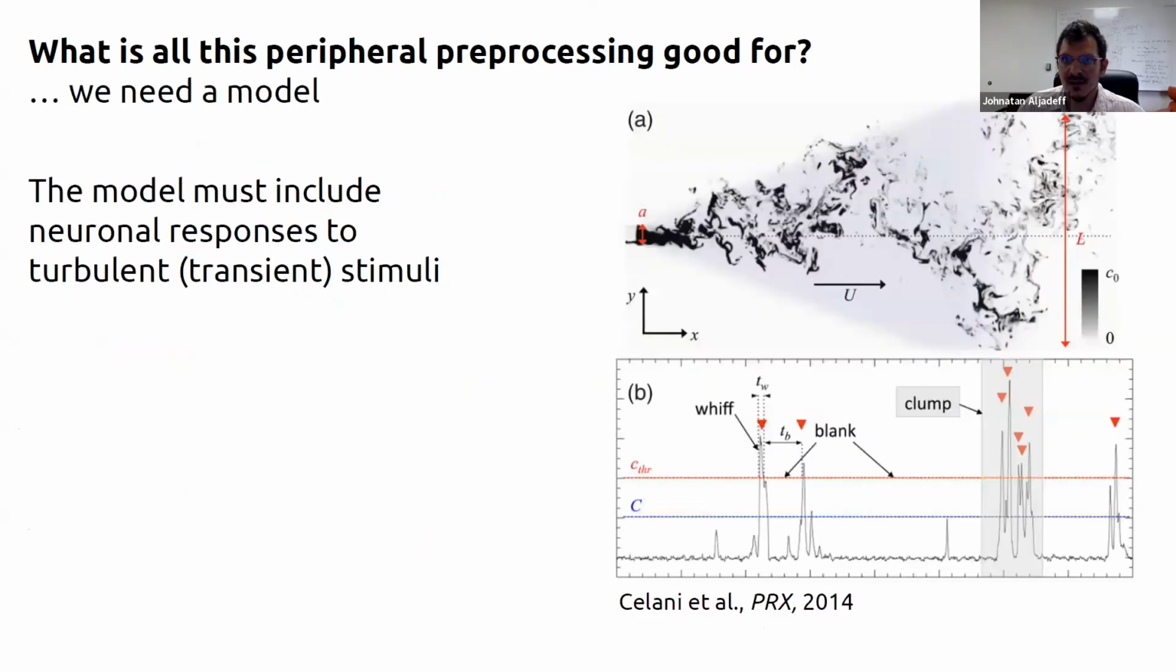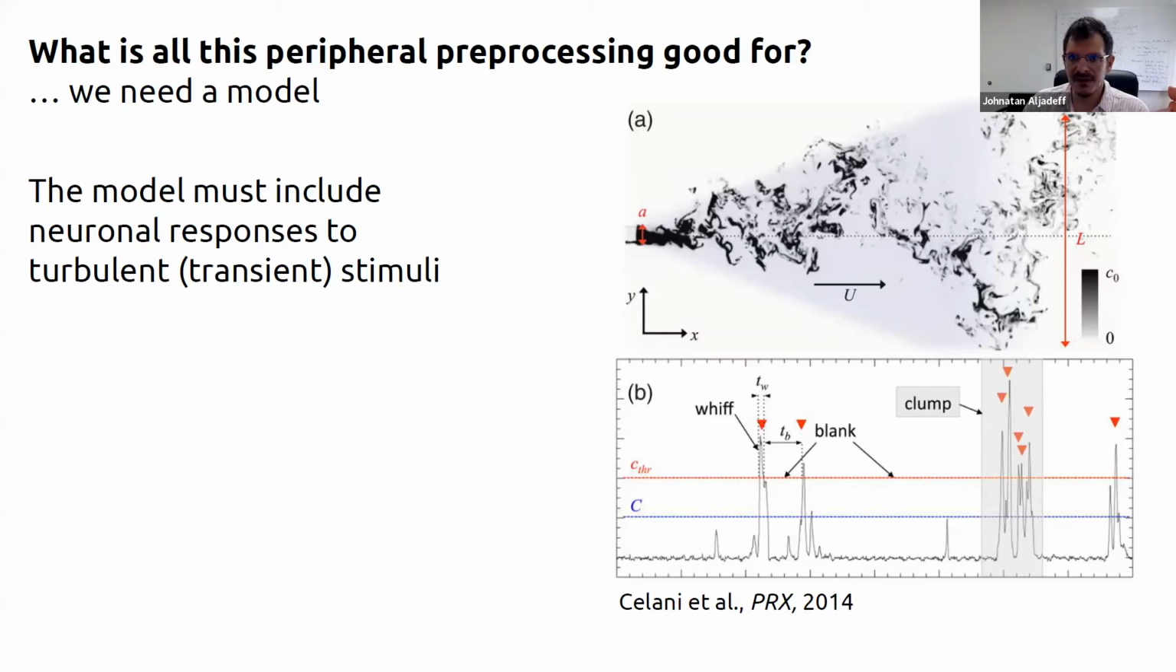Okay, so we need a model, and one requirement for our model is that it will include neuronal responses to turbulent or transient stimuli. In the results that I've shown you thus far, stimuli were presented for a duration of about half a second or more, but these animals are known to fly through turbulent odor plumes. So the concentration fluctuations of odorants that they experience look much more like what's shown here, not these blocks of odor presentation for 2 seconds. And for technical reasons, it's challenging to present these kinds of odors to animals. So we're going to do that in the model.